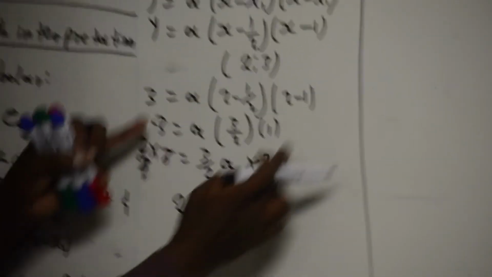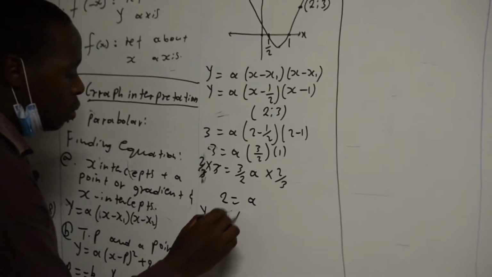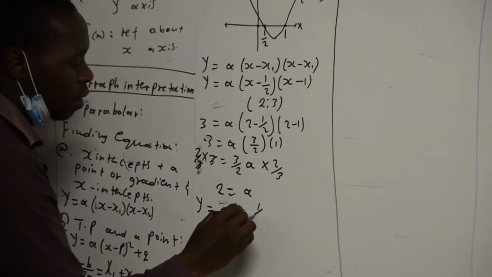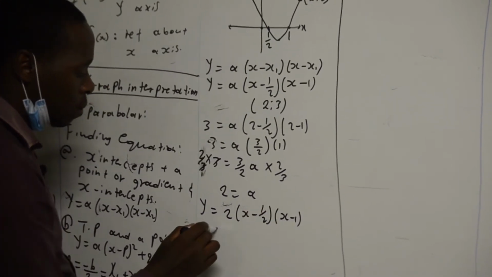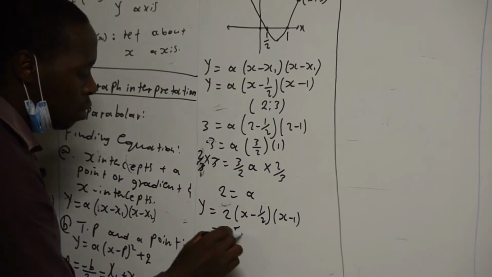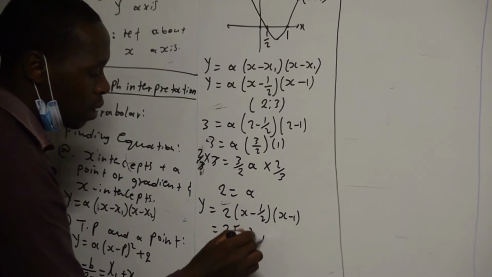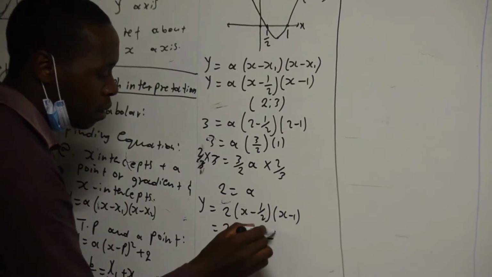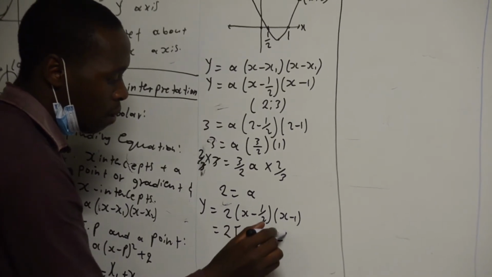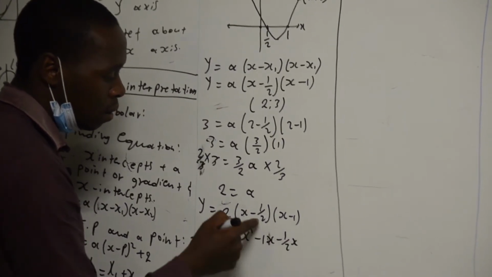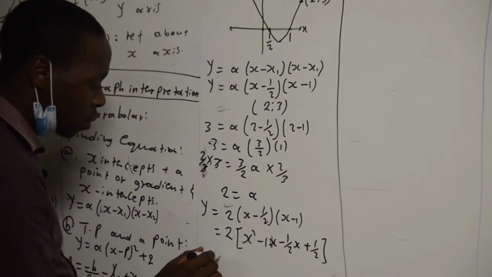Now you have your A, you can write the equation. So y equals 2 into x minus half into x minus 1. So this is 2 into x squared, x times x, x times 1 is minus 1x, half times x is minus half x, half times 1 plus half. That is what you have.